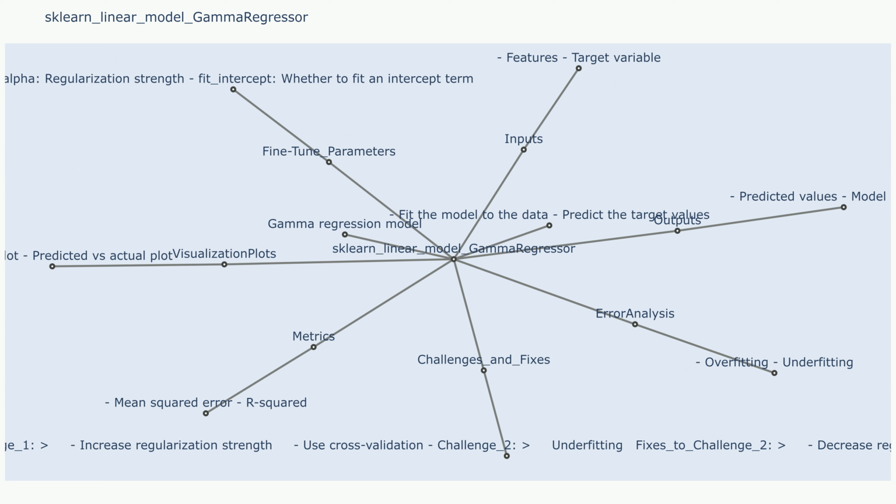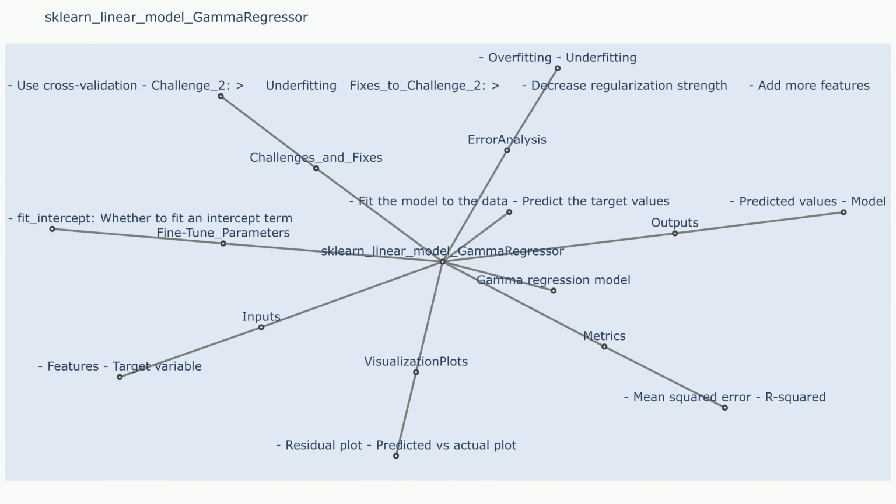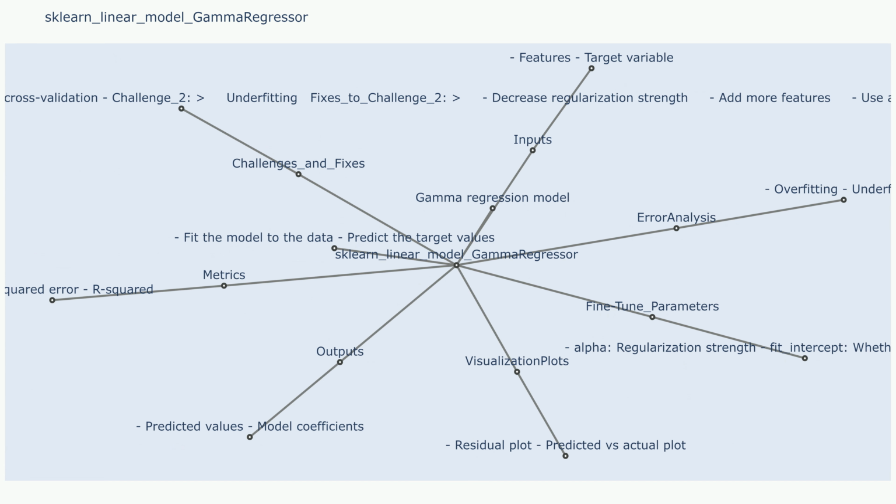Challenges and fixes. Challenge 1. Overfitting. The model might overfit the training data, leading to poor performance on unseen data. Sample use case that resulted in challenge 1. When the training dataset is small and contains noise, the model might learn the noise instead of the underlying patterns. Fixes to challenge 1. Increase the regularization strength alpha to penalize complex models and encourage simpler ones. Use cross-validation to evaluate the model's performance on unseen data and identify potential overfitting.